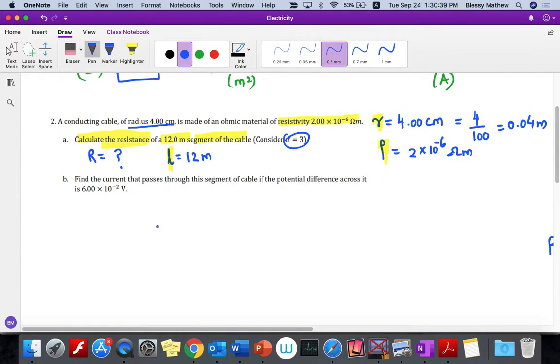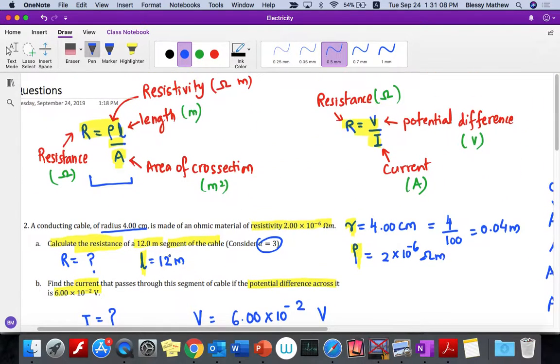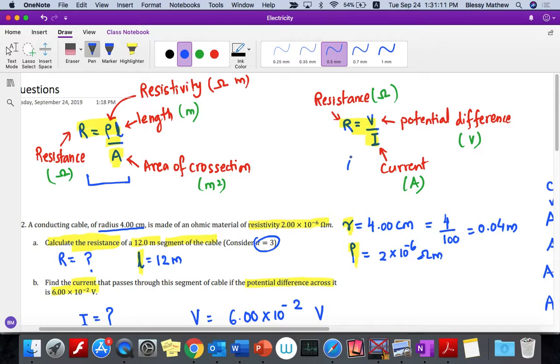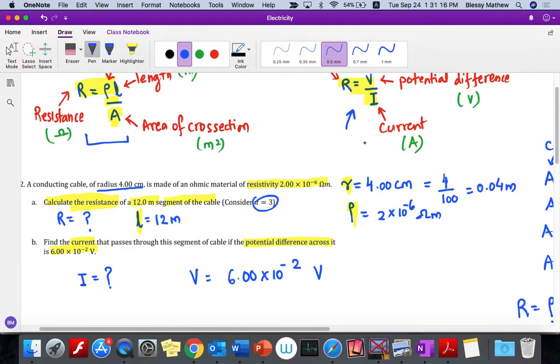Okay, now let's look at the second part. It's asking for the current, so it's asking for I, and it's giving you potential difference across is 6 into 10 to the power negative 2. So it's giving you V is 6.00 into 10 to the power negative 2 volts. So we have to check which formula to use. It's asking for I, so obviously the formula will be this one because it has I. So we'll use that.